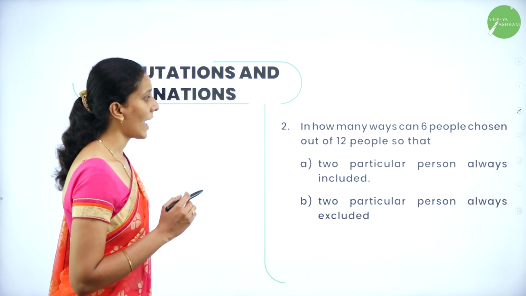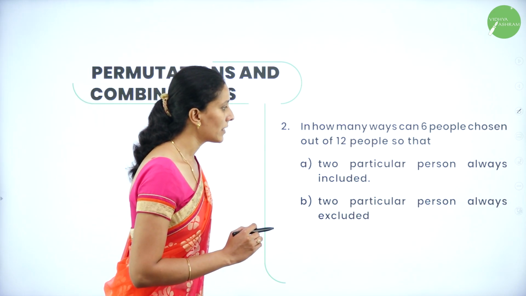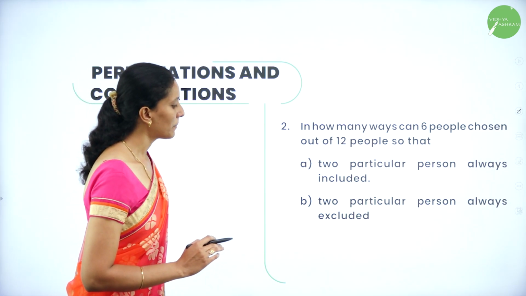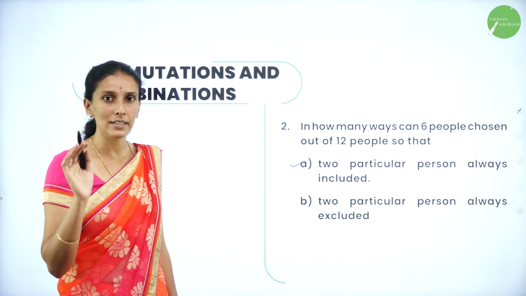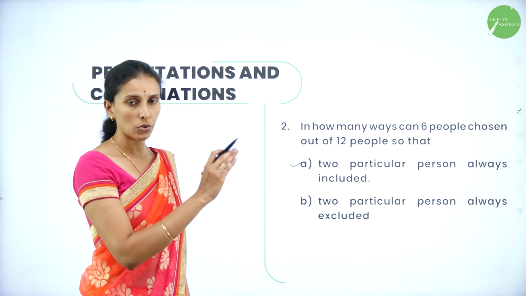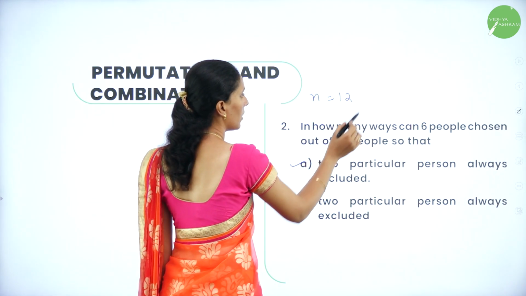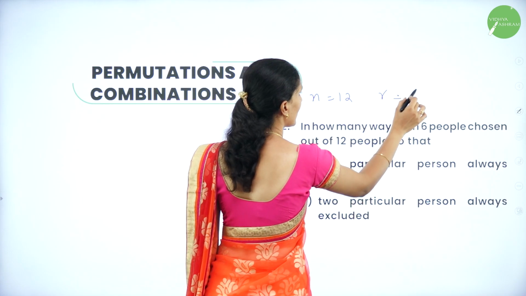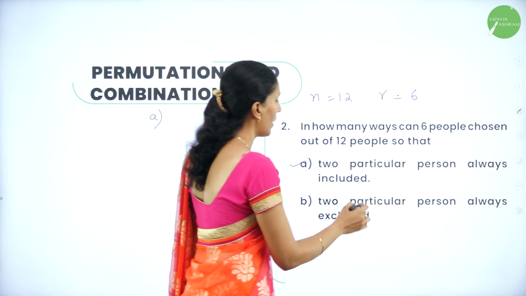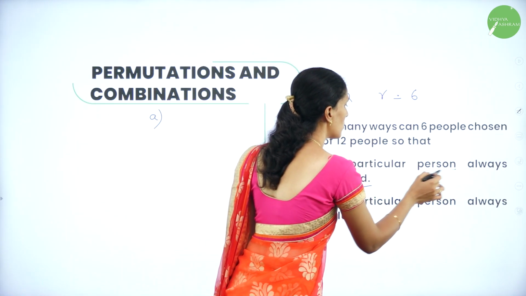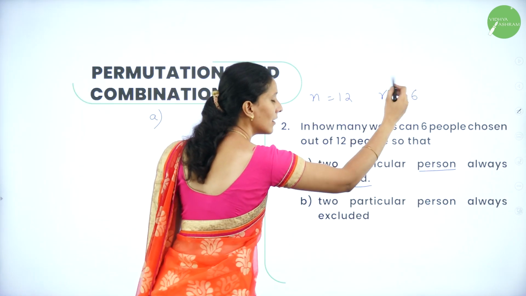In how many ways can 6 people be chosen out of 12 people so that A, 2 particular persons are always included, B, 2 particular persons are always excluded. So remember the hint for the first question. I said whenever the person is included, you have to remove them from the total as well as the selection. So we have N here 12 and the selection must be 6 people. Our R is 6. For the first question, they have given 2 persons are included. So you have to remove 2 from 12 as well as R.